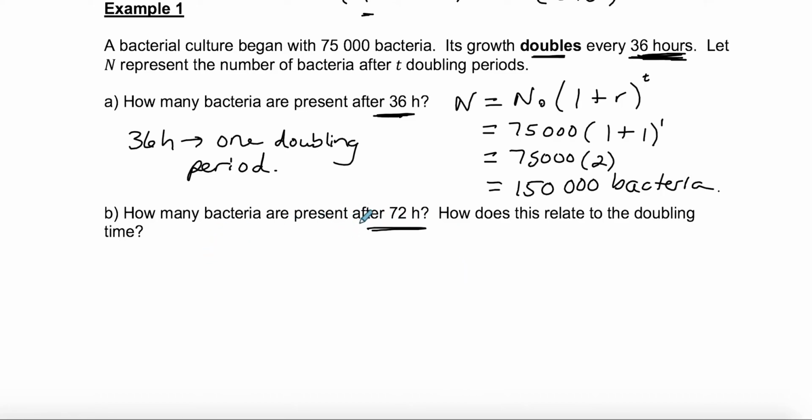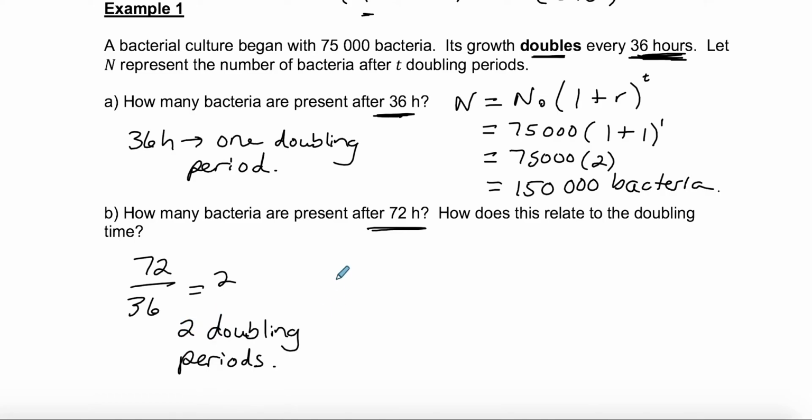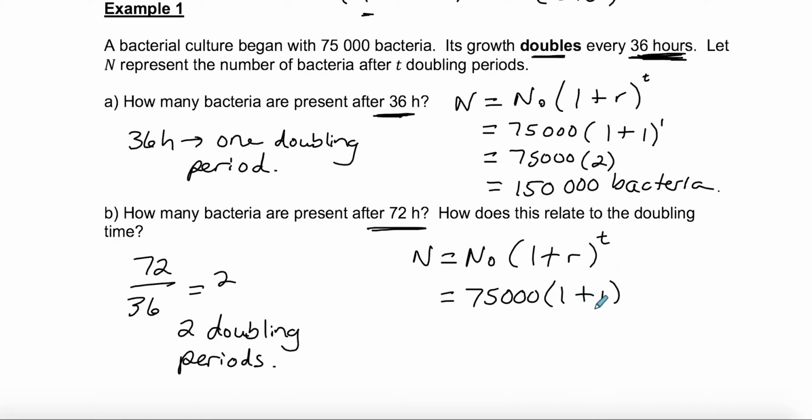If we have 72 hours, 72 divided by 36 is 2. So we actually have 2 doubling periods. So in this case, our t would equal 2. Our initial amount is still 75,000. We are doubling, so 1 plus 100%. And then our exponent is 2 this time because we have 2 doubling periods. So if we think about this using BEDMAS, we could do 75,000 times 4, which gives us 300,000 bacteria.